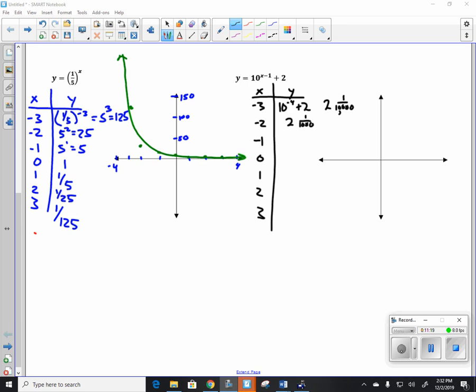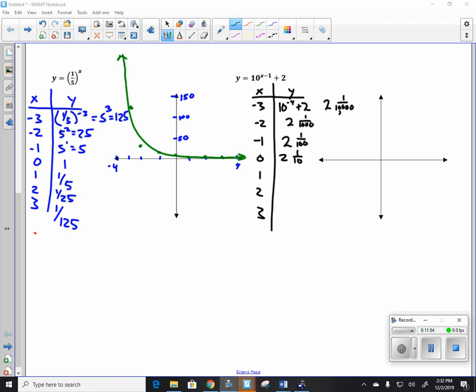Now I plug in -1. -1 minus 1, -2. 10 to the -2. 1/100th. So I get 2 and 1/100th. I plug in 0. 0 minus 1, 10 to the -1. A 10th plus 2 is 2 and a 10th. See how these are all really close to what number? 2. Yeah, because you're adding 2. It shifted it up 2 units.